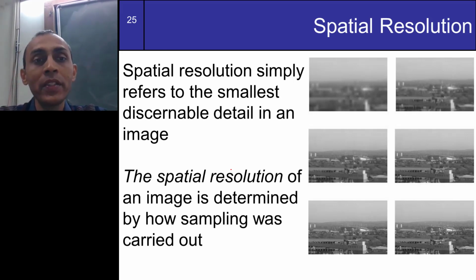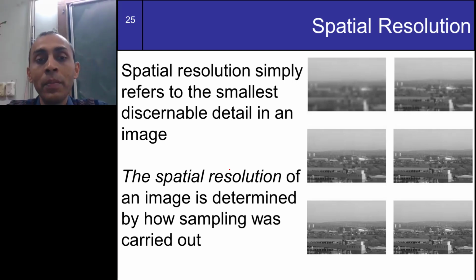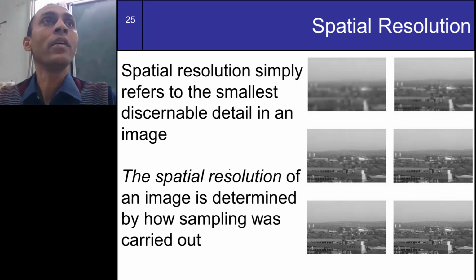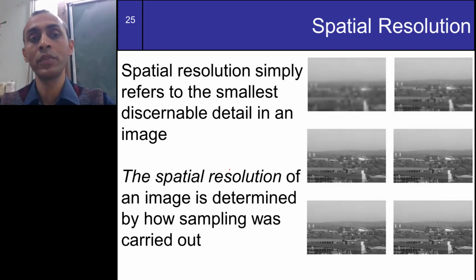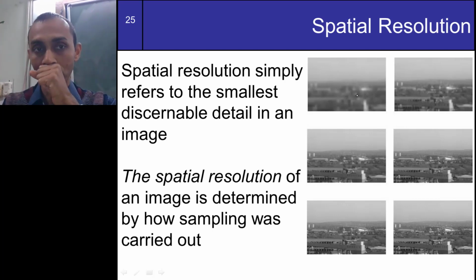Spatial resolution depends on how the sampling was carried out, how closely we have performed the sampling. If you have performed sampling very finely, we'll have a higher spatial resolution, and if we have performed sampling sparsely, we'll have a low spatial resolution. And that will also affect how much detail we can see in an image.